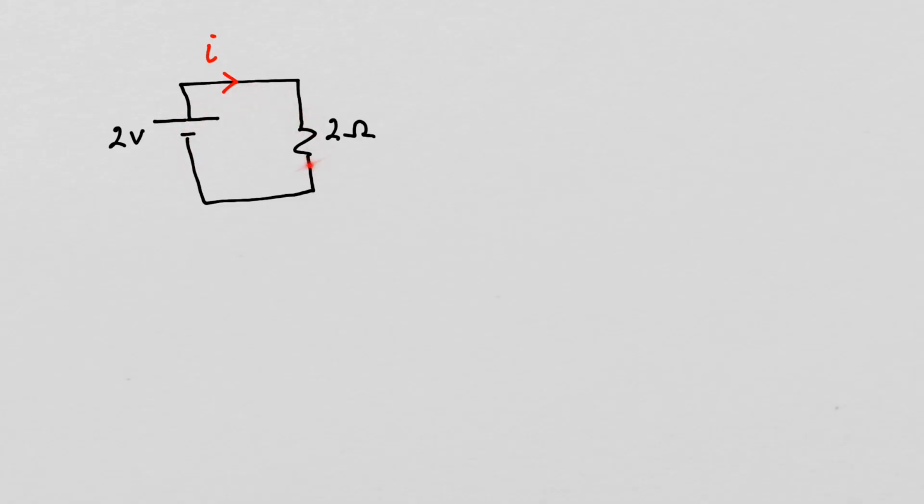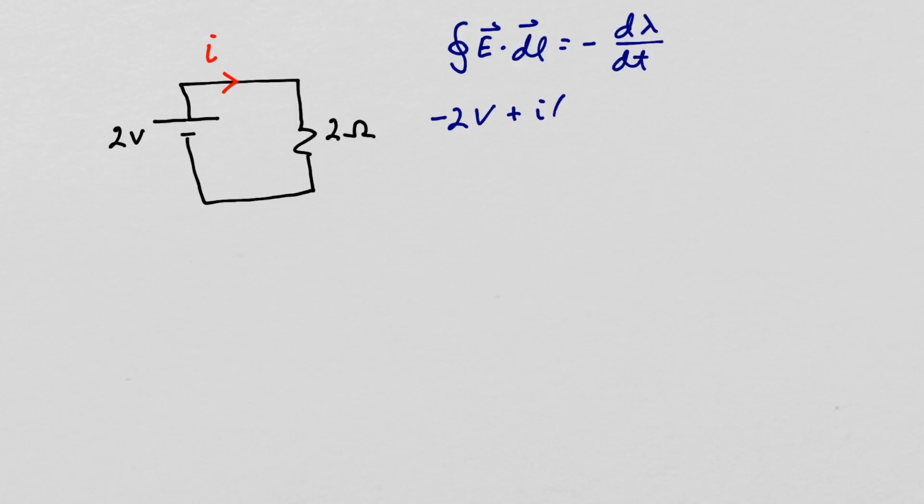Here's a circuit and we want to solve for the current. So let's apply Faraday's law. The left-hand side is the integral of E dot dl around our circuit. So going through the power supply we have minus 2 volts when we integrate E dot dl, and through the resistor we have plus I times 2 ohms.